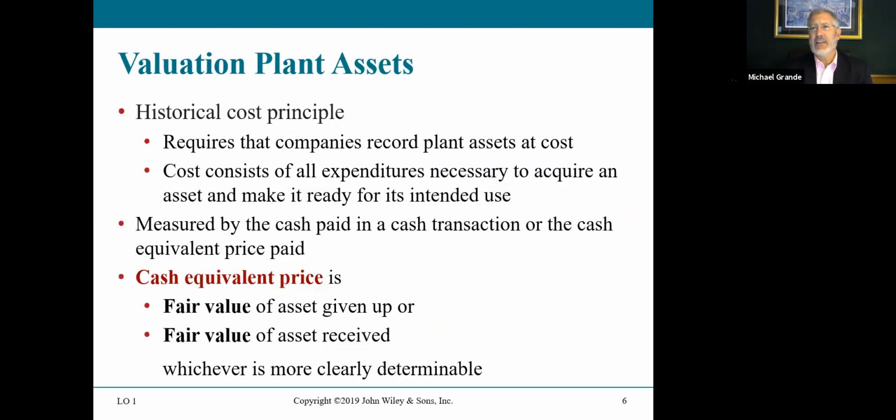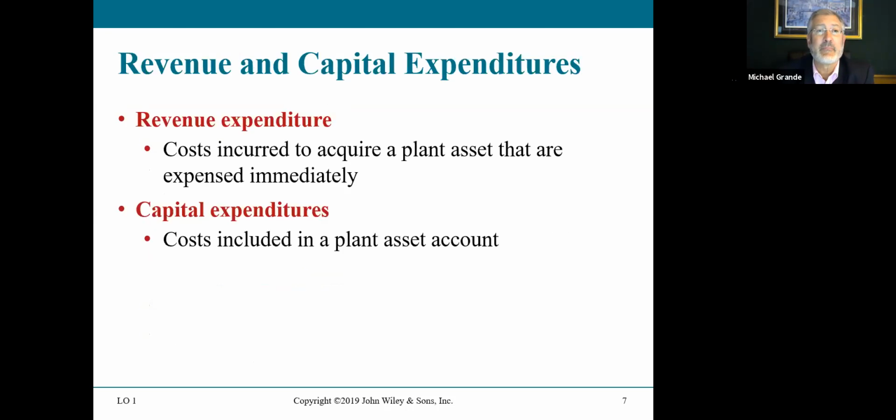Valuation of plant assets. The key here is historical cost principle. It requires that companies record plant assets at their cost, what they paid for them. Costs consist of all expenditures necessary to acquire an asset and make it ready for its intended use. We'll see some examples of that. Measured by cash paid in a transaction or cash equivalent price paid. The cash equivalent price is the fair value of an asset given up or the fair value of an asset received, whichever is more clearly determinable.